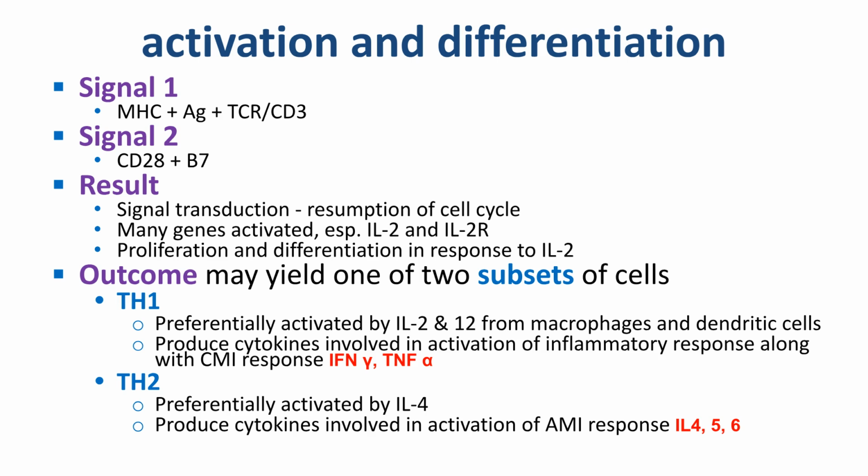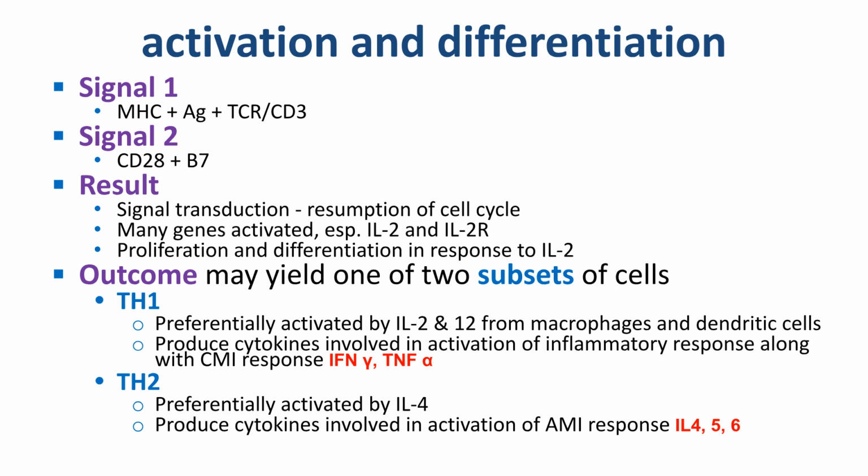Understanding these pathways explains how diverse T-cell responses emerge. Signal 1 involves the primary interaction of MHC plus antigen with the TCR-CD3 complex. This provides antigen specificity and initiates signaling through CD3-ITAM phosphorylation. Signal 2 involves CD28 on the T-cell binding B7 on the APC. This co-stimulation is essential for full activation and prevents anergy.